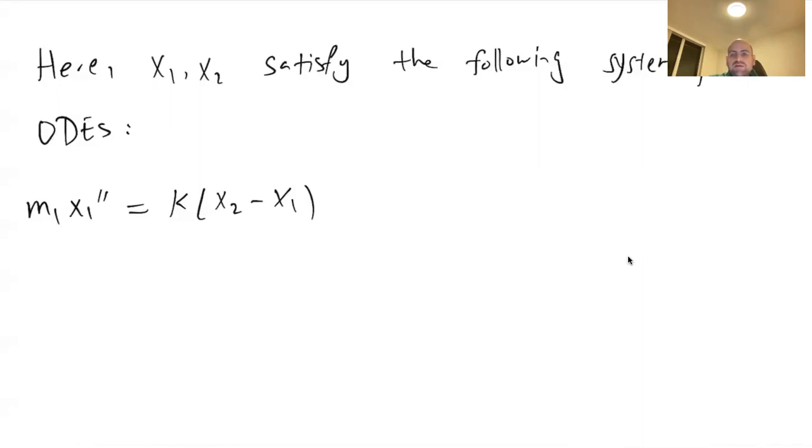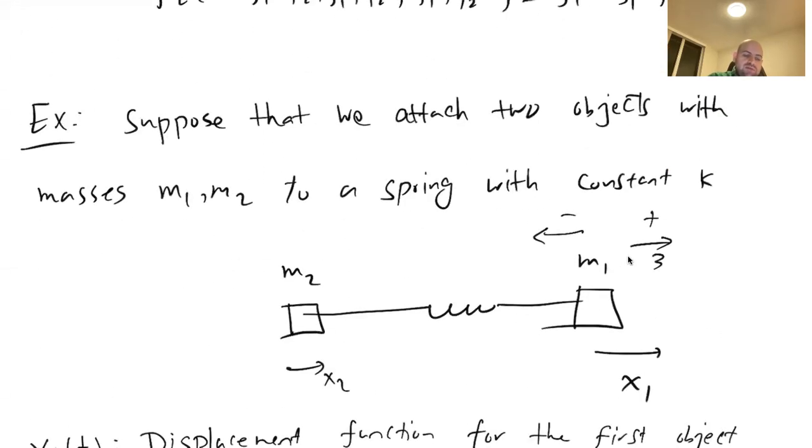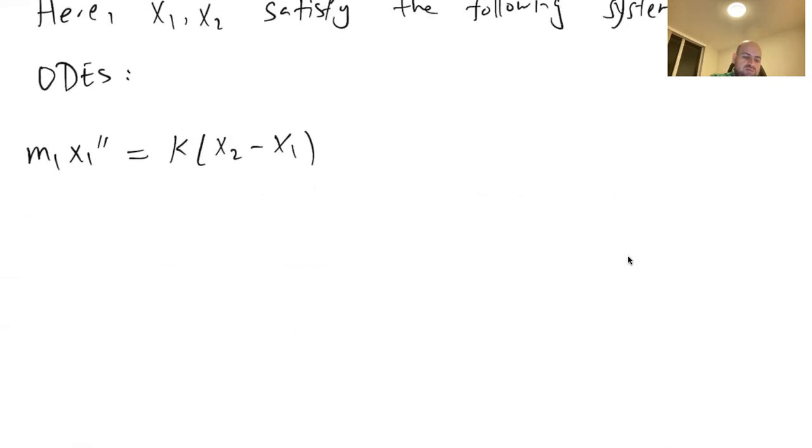If x1 is bigger, there will be a negative number by the amount of the difference between x1 and x2. Similarly, if x2 is bigger, there will be a positive force. Positive force means towards right direction, and negative force means towards left direction. If x2 is bigger, we'll have a positive force, towards the right, by the amount of x2 minus x1. And similarly, we can write the equation for the second object, m2.